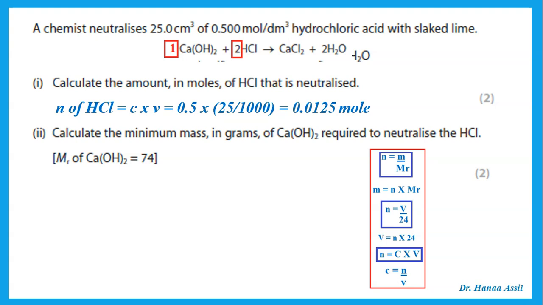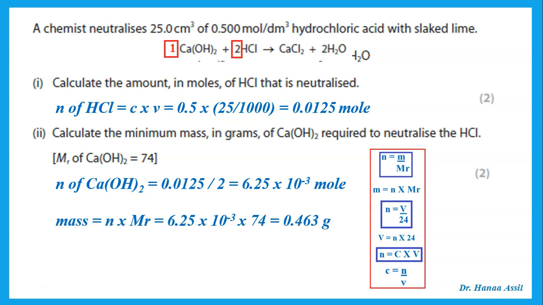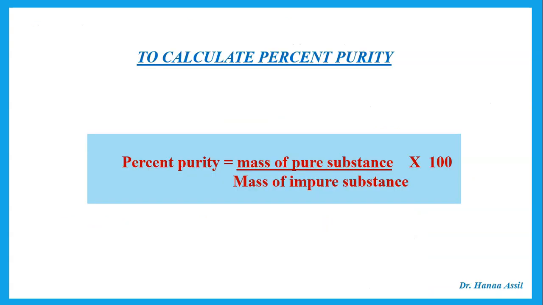You should realize, first of all, we need to get the number of moles from the equation. So if we have number of moles of HCl, according to the equation, the number of moles of calcium hydroxide should be half of that. And then mass is number of moles times MR, and that is the answer.